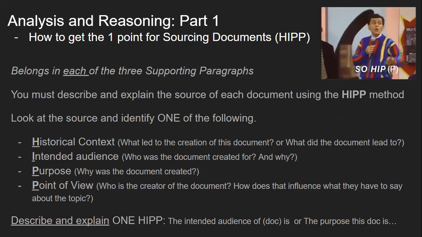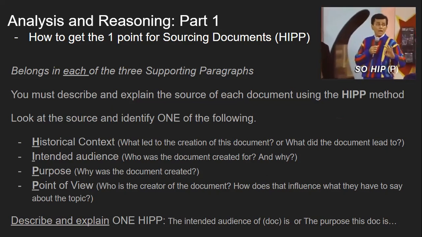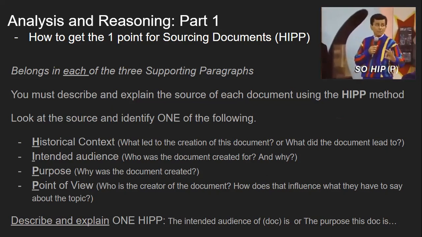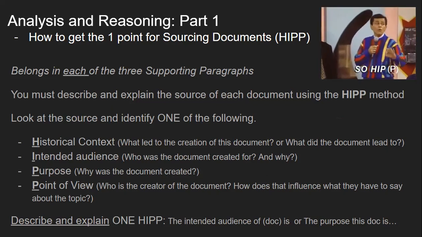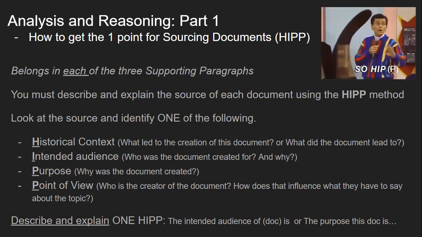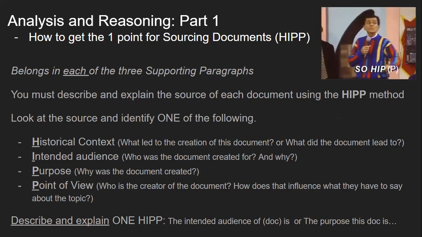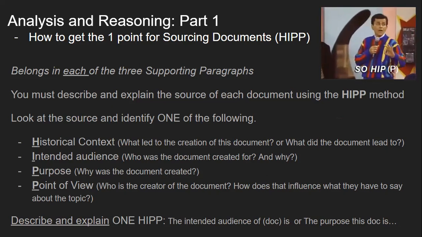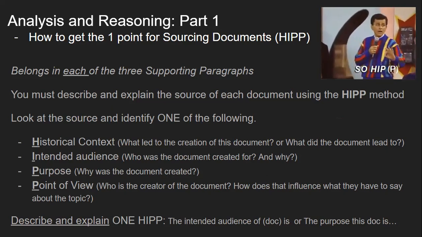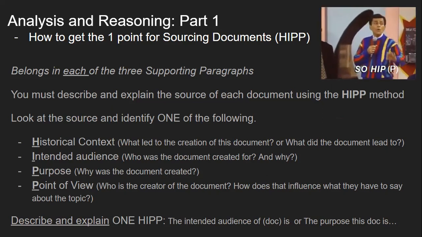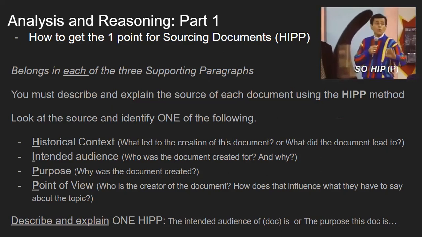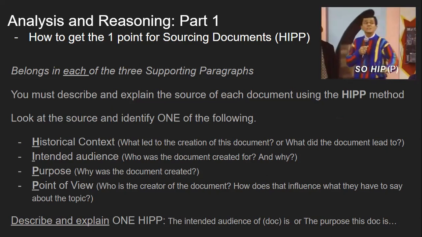You only have to do one of these four things. You don't have to do all four for each document, but for each document, you have to do one of these four things. You either have to explain the historical context of that document, or explain the intended audience of that document, or explain the purpose of that document, or explain the point of view of that document. You don't have to do all of those things, but you have to do one of those things for all 7 documents. Now, it could be that you do the same thing for all 7 documents. You could do historical context for all 7 documents, or purpose for all 7 documents, or you could do historical context for document number 1, intended audience for document number 2, point of view for document number 3, et cetera, et cetera. You could do it however you want, but you have to do one of these.